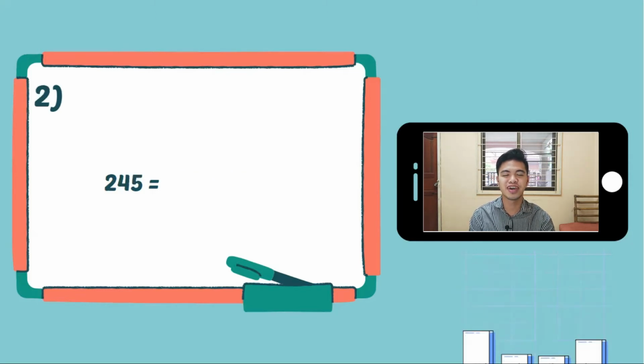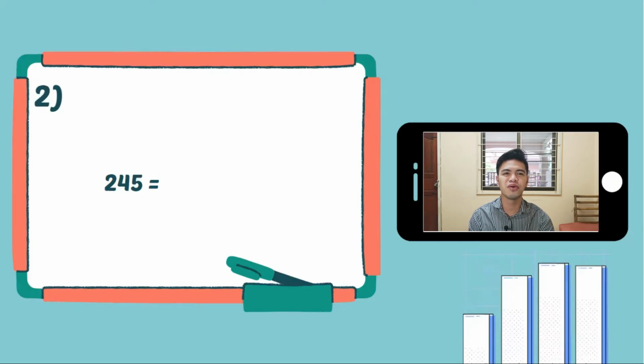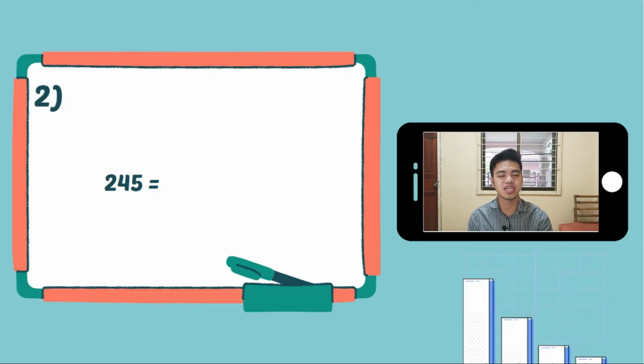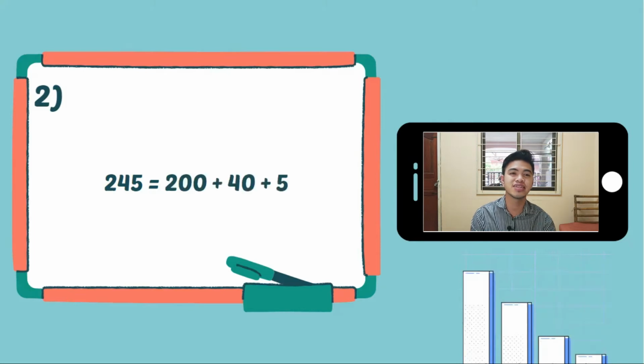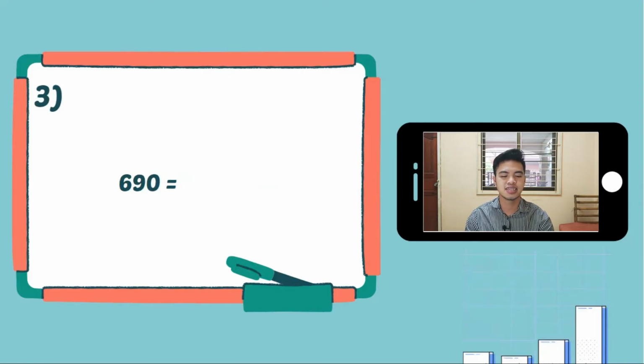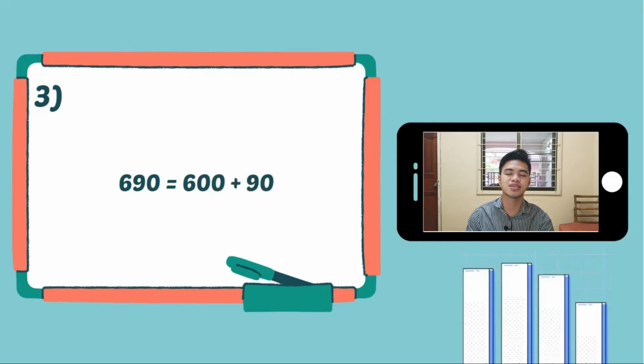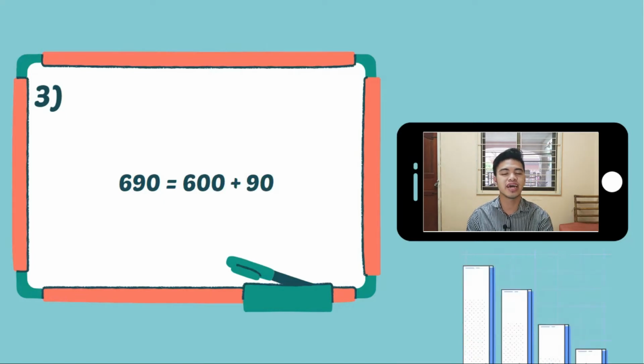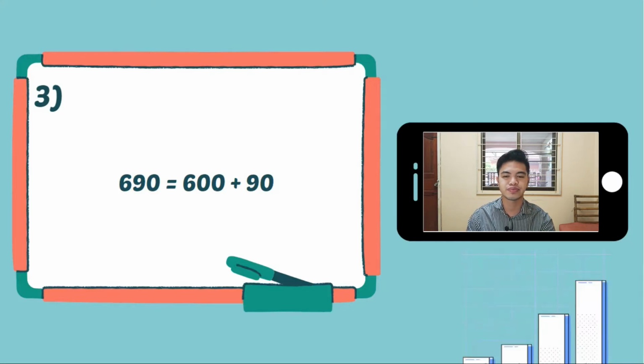So for the number 2, we have 245. So how are we going to write it in expanded form? The same thing as what we just did in number 1. So it will be 200 plus 40 plus 5. Okay? So for the number 3, we have 690 and it will be 600 plus 90 because we have a 0 digit in the place value of ones. So we can just leave that place or that value 0.